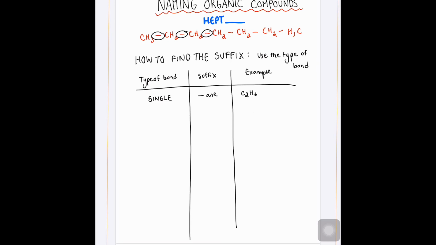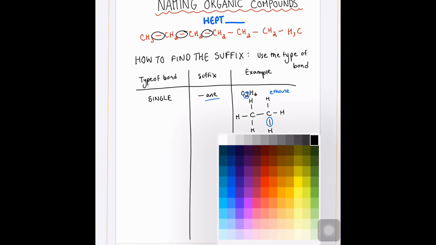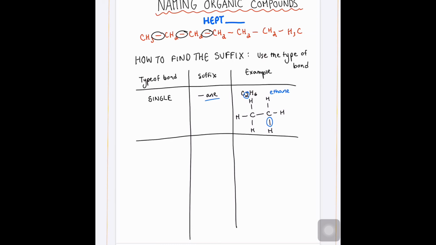So an example of this would be C2H6. So if we draw out the diagram for it, we have 2 carbons and 6 hydrogens, meaning that there are only single bonds in this compound. We know that the root name for this is eth because there are 2 carbons. So because there are only single bonds, our suffix is ane and the compound is ethane.